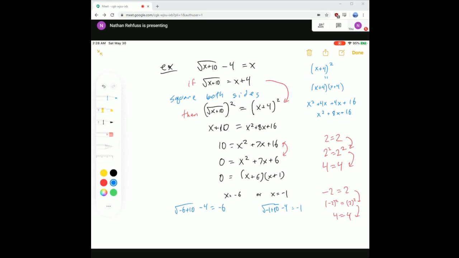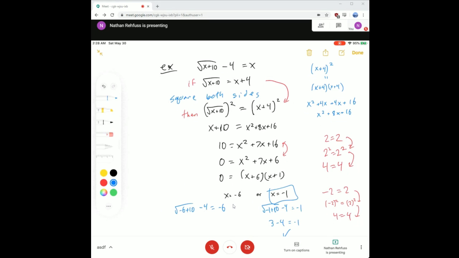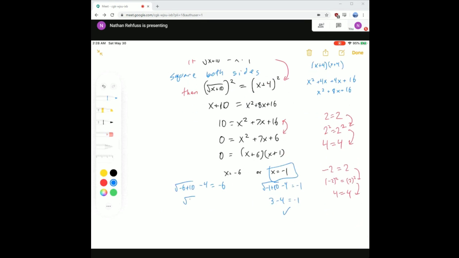Over here, this says 3 minus 4 equals -1, and that's absolutely true. So -1 really does work. But over here, this is saying the square root of 4 minus 4 equals -6, and that's saying 2 minus 4 equals -6, and that is not true.